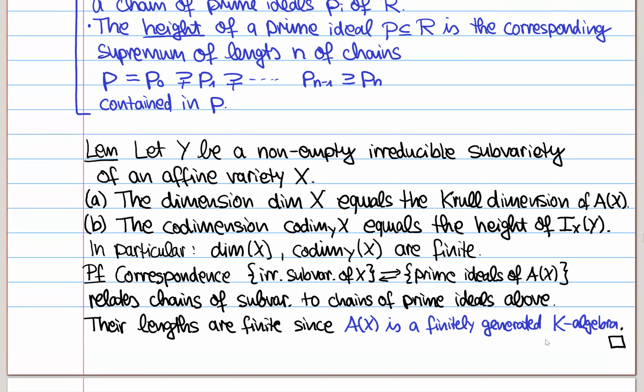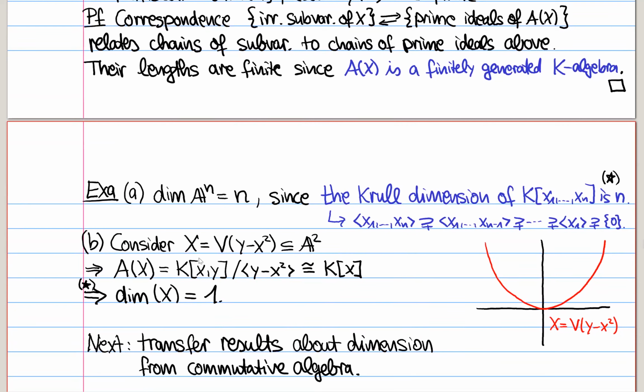And second of all, we consider a very concrete example, something which we have already seen a couple of times, this vanishing set of y minus x squared. This looks like this. And then its coordinate ring is this quotient here. And then we already saw we can use this ideal to eliminate the variable y. And so the quotient ring is actually just isomorphic to k of x. And then by this result here, we see that this is one-dimensional.